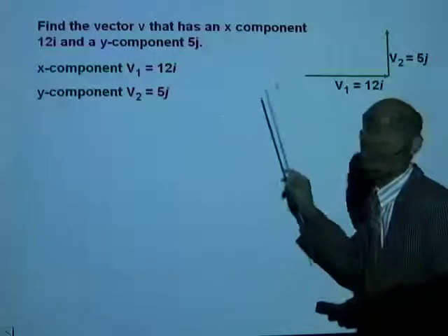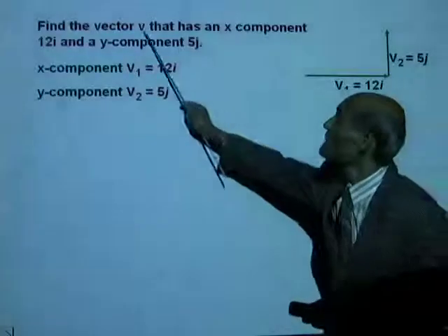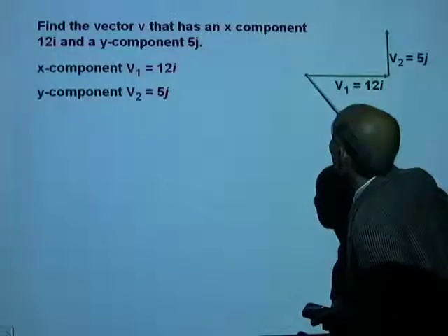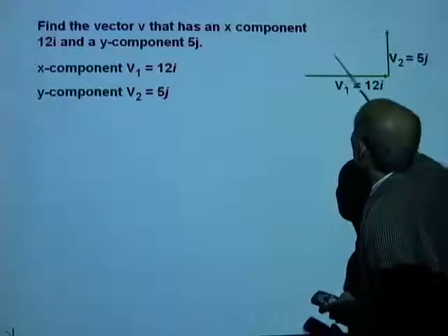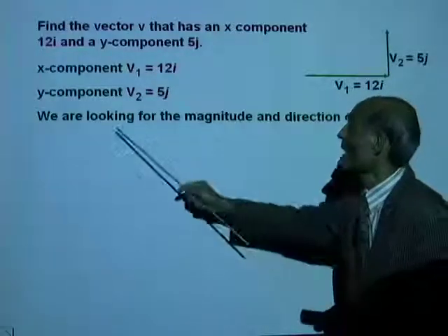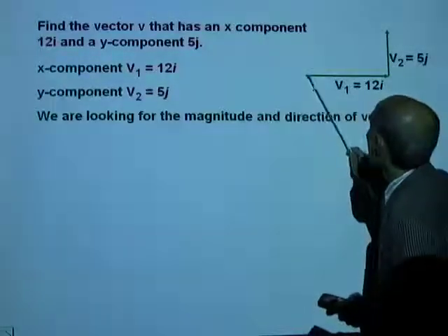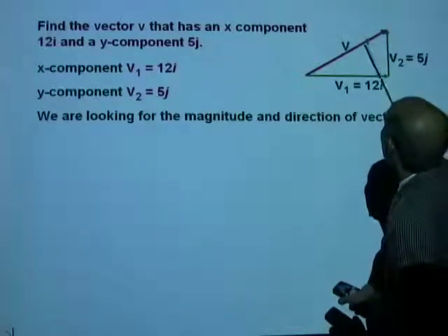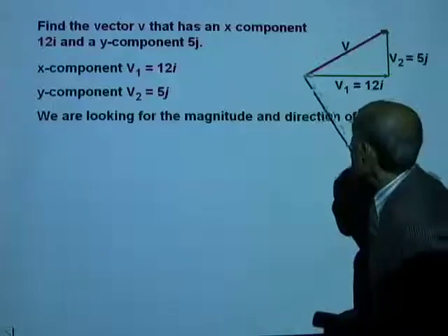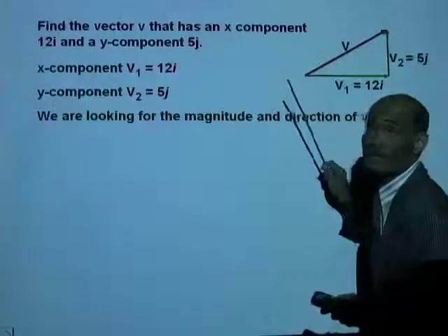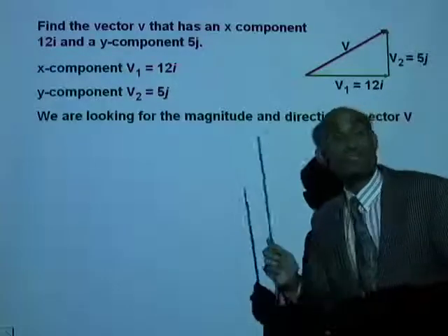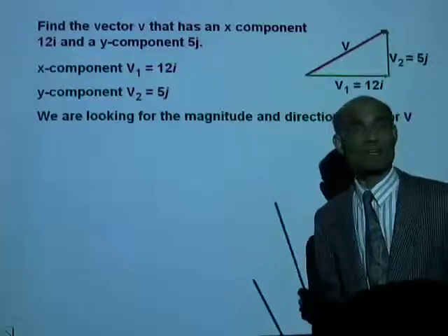And therefore, what is our vector v? Our vector v is the vector drawn from the tail of the x component to the head of the y component. We are looking for the magnitude and direction of this vector v. Magnitude is the length of that line. Direction is the angle it makes with the x-axis. Simple, is that right?